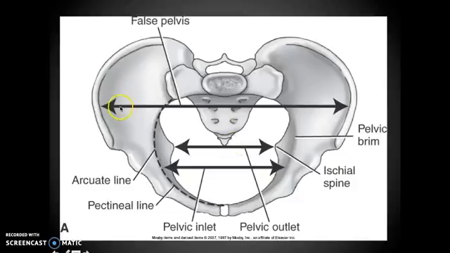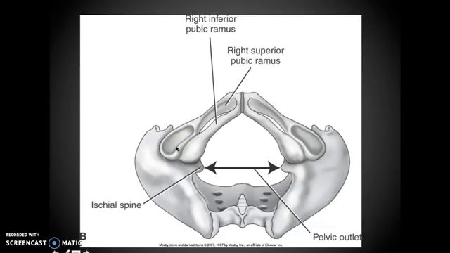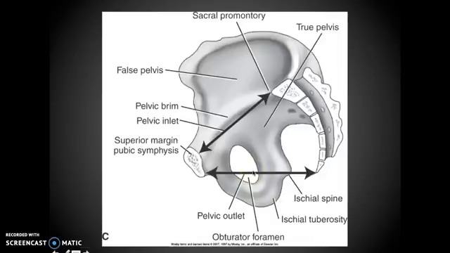So looking at the pelvis, we have the false pelvis coming across here. This is your pelvic outlet and your pelvic inlet, and you can see your arcuate line with your pectineal line. And the pelvic outlet is controlled by the ischial spines that's in between. So looking up through the pelvis, we have your right inferior pubic ramus with your superior pubic ramus up top, and then you can see your ischial spines with your pelvic outlet right there.